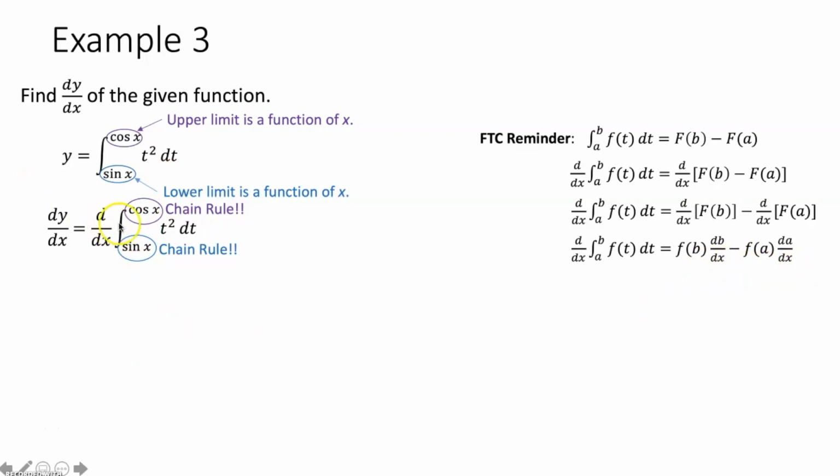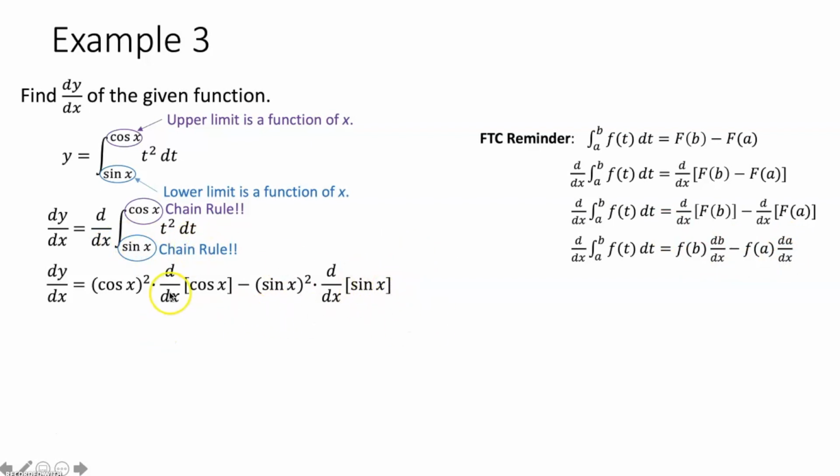So when I take my derivative of this integral, I'm going to drop in my upper limit of integration to my dummy variable like I normally do. So it's going to be cosine of x squared. But then, because it's not just x, it's a function in terms of x, I have to multiply by the derivative of that upper limit of integration, the derivative of cosine of x. Then I'm going to subtract when I plug in my lower limit of integration to my dummy variable for t. Then, because it's not just x, it's a function in terms of x, I have to multiply by the derivative of that function according to the chain rule.